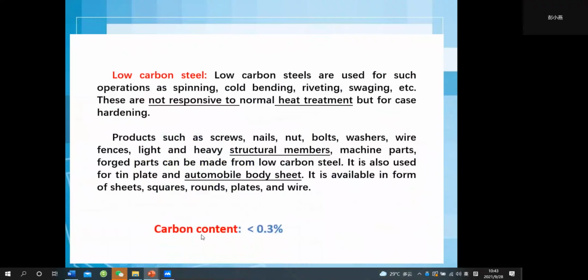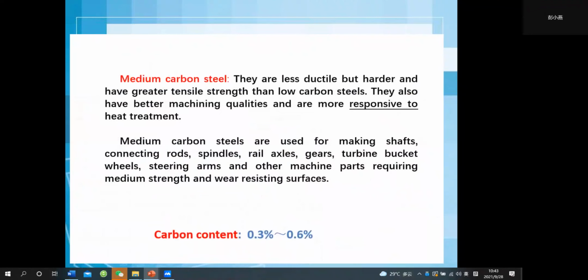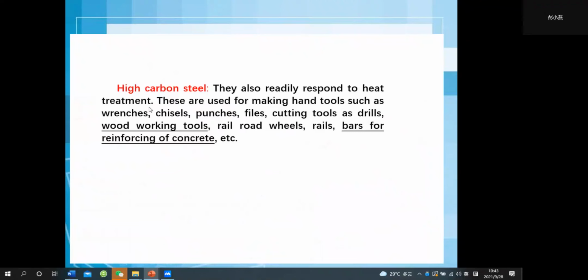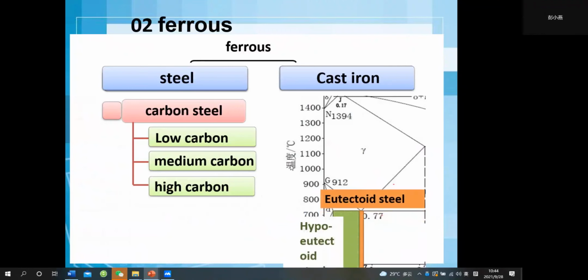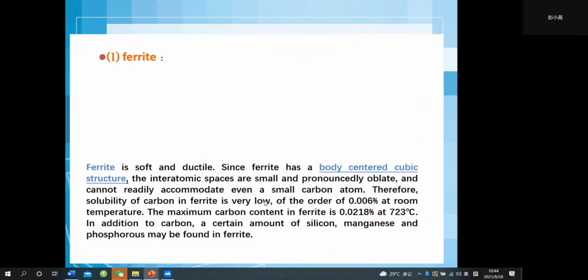For low carbon steel, the carbon content is less than 0.3%. And for medium carbon steel, the carbon content is from 0.3% to 0.6%. And for high carbon steel, the carbon content is from 0.6% to 1.7%. Okay, we can also classify the steel as eutectoid steel, hypoeutectoid steel, and hypereutectoid steel.